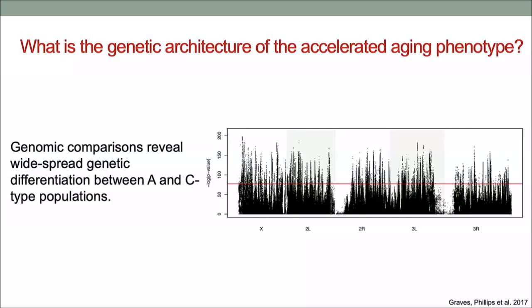So we sequence the C-type populations, we sequence the A-type populations, we use a CMH test to compare SNP frequencies between them to see where they are different, right? And you can see here, just to orient you, this is a Manhattan plot. On the y-axis, you have negative log p-values. On the x-axis, you have the different chromosome arms. So you see there's widespread SNP differentiation across the entire genome in response to this selection. So we would say this is apparently a very highly polygenic selection or trait.